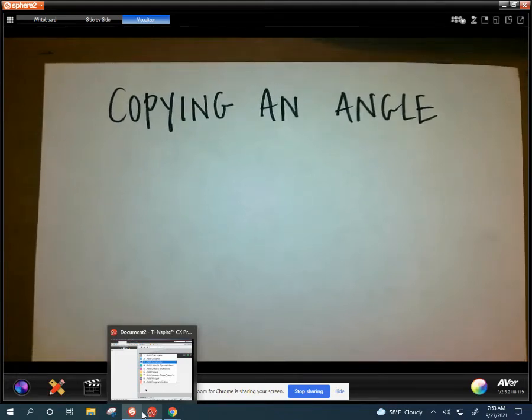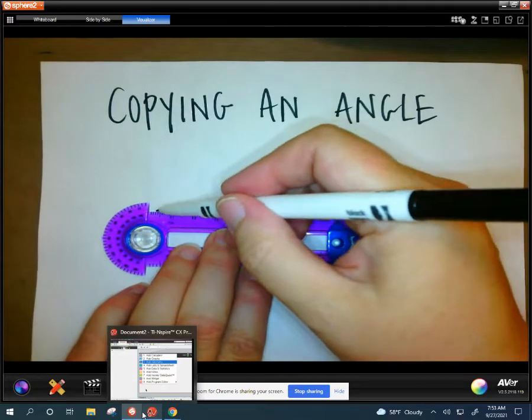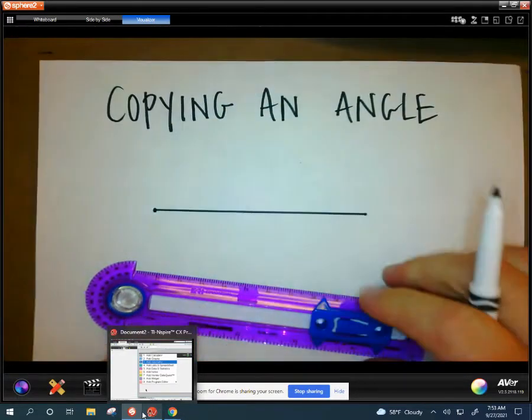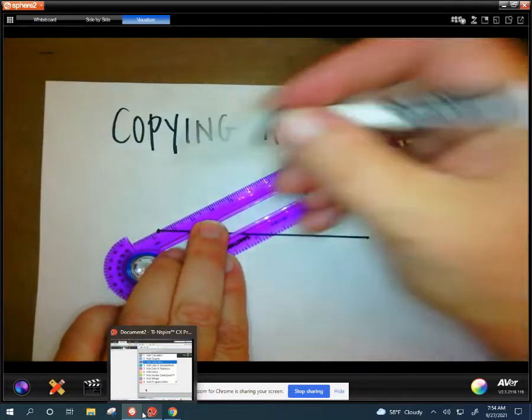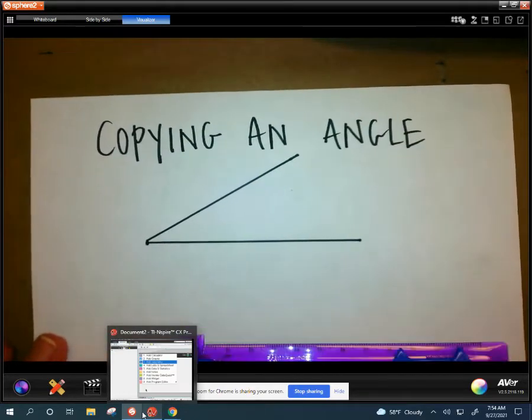Copying an angle. If no angle is provided, you need to draw an angle. So therefore, you are using your straight edge to make one ray. This is going to be my vertex, and I'm going to make another ray. I'm choosing to do an acute angle because I have that choice. I have no idea what the size is. I just know it's acute.